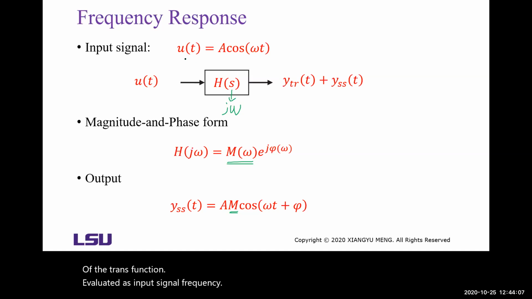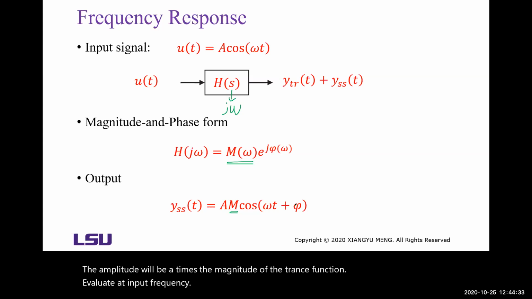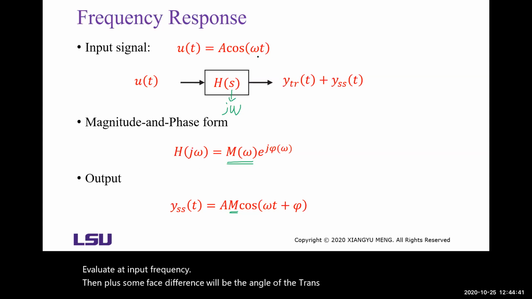Now you know, if we know the input signal and the transfer function, then it is very easy to get the steady state response of the input. The amplitude will be A times the magnitude of the transfer function evaluated at the input frequency, then plus some phase difference, which will be the angle of the transfer function evaluated at the input frequency.